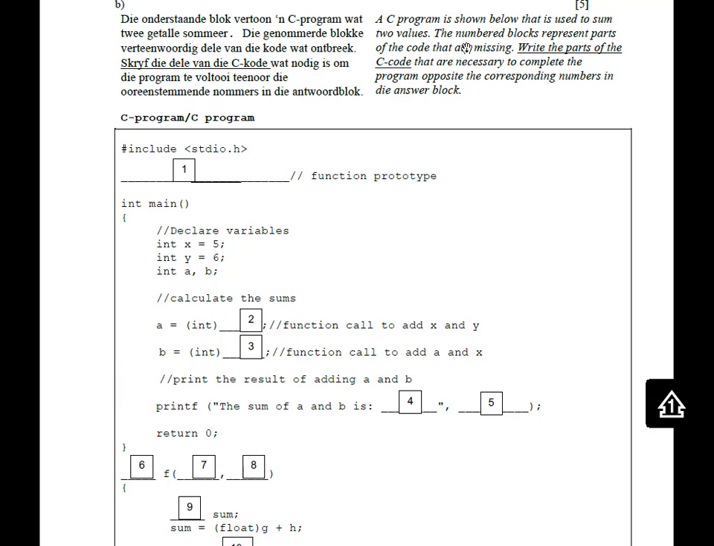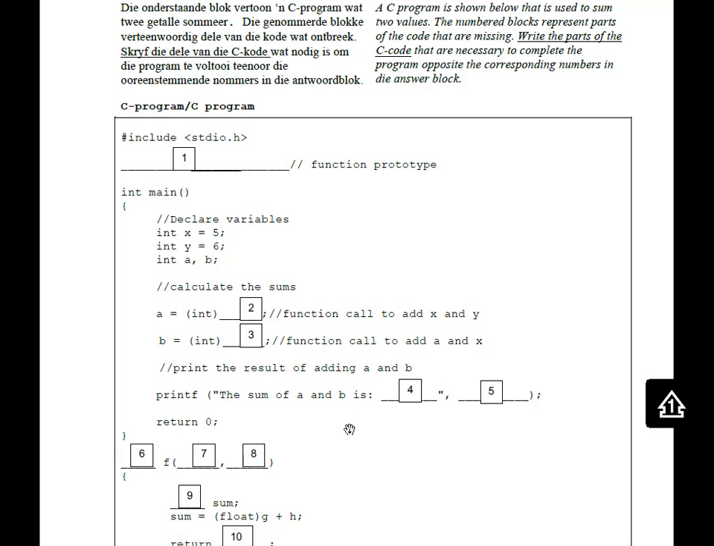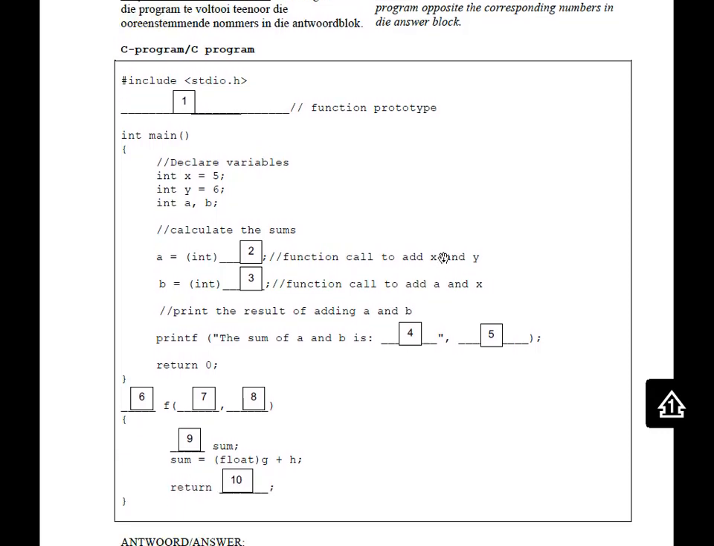The function is summing two values, x and y, or a and x, and then it's just returning that. So if I look at my function over here, step 10 should return the sum of those two values. Okay, so I would start at this part with answering the question.